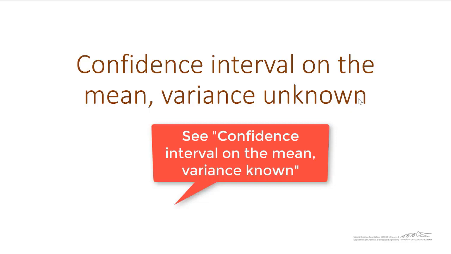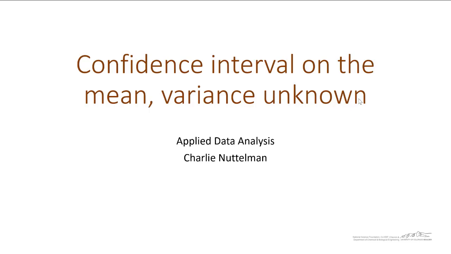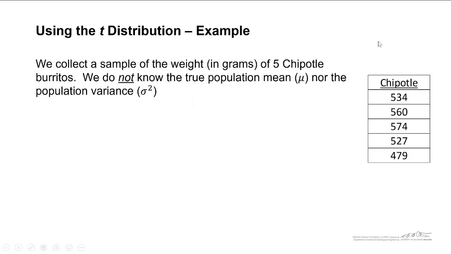In a previous screencast, I talked about how we can put together confidence intervals on the mean when the variance is known. In this case, we're going to talk about how we can make these confidence intervals when the variance is unknown. In particular, we're going to look at this example.